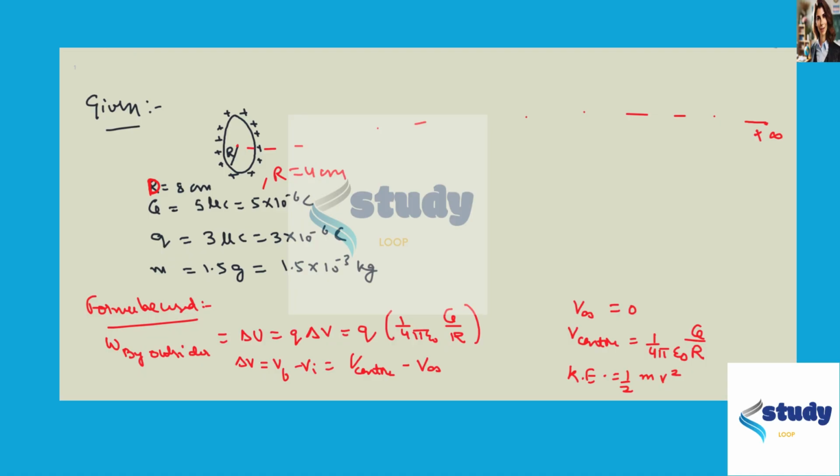So for the A part, we will use these formulas. For the B part, we will use an argument to find out. And for the C part, we will use this formula. So let's start with the first part, A.